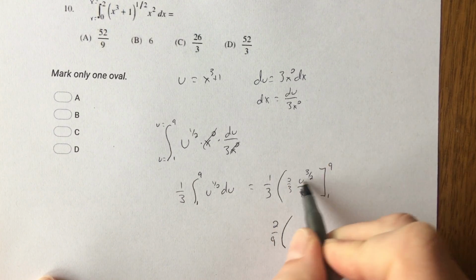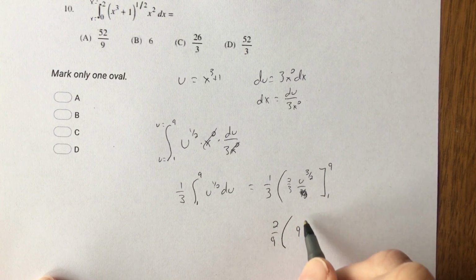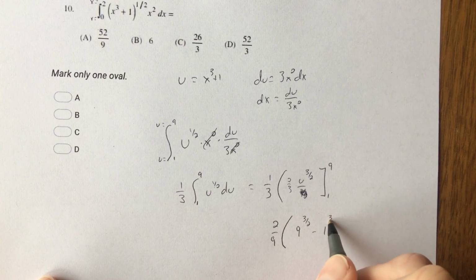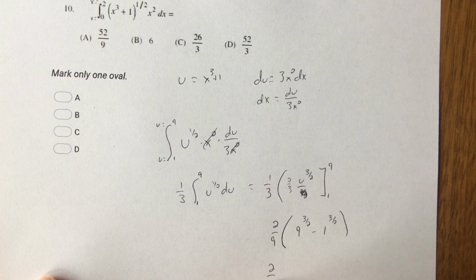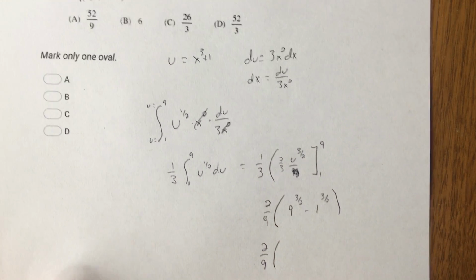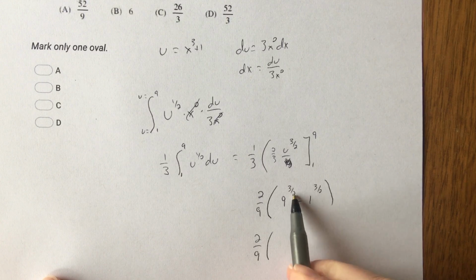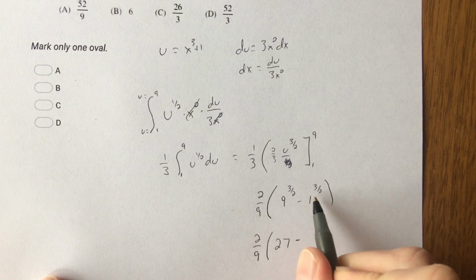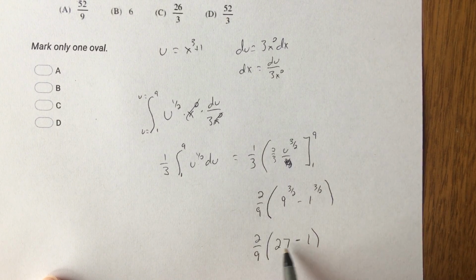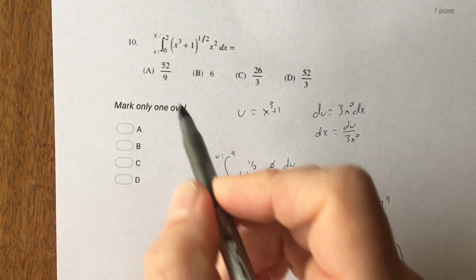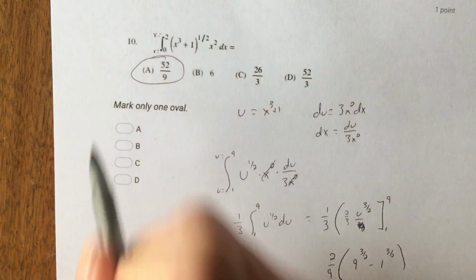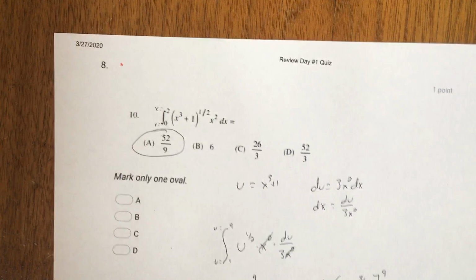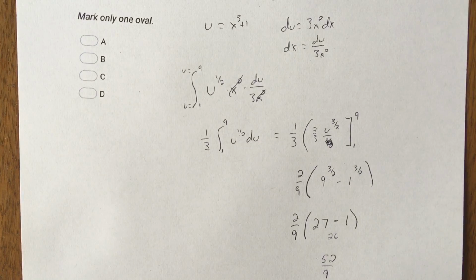All right. Now I can do the top minus bottom. This is going to be 9 to the 3/2 minus 1 to the 3/2. So this is going to give us 2/9 times 9 to the 3/2. That's the square root of 9, which is 3. 3 to the 3rd power is 27. And 1 to the 3/2 is 1. So I end up with 26 here. 26 times 2 is 52 over 9. And how about that? That was option A. All right, so a little bit of work there. Just had to be careful, but it's just a u sub.